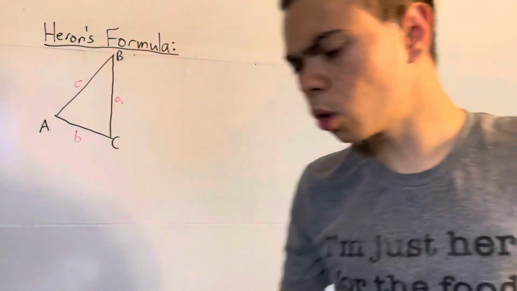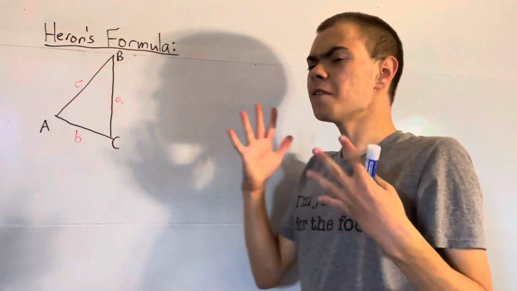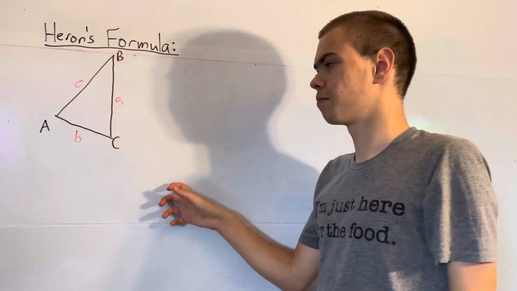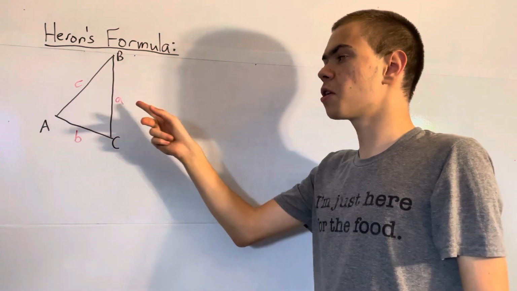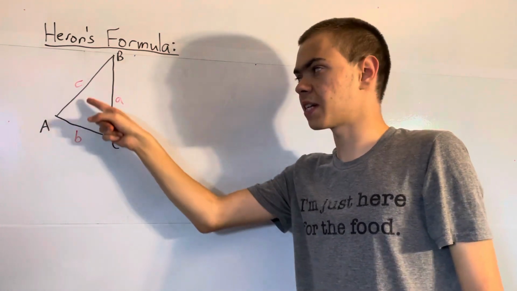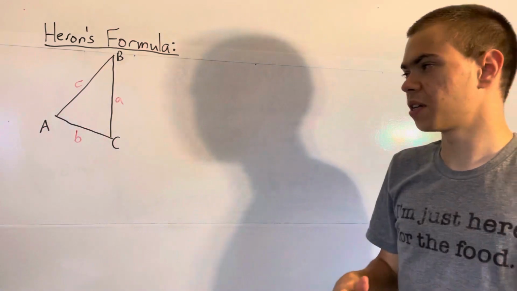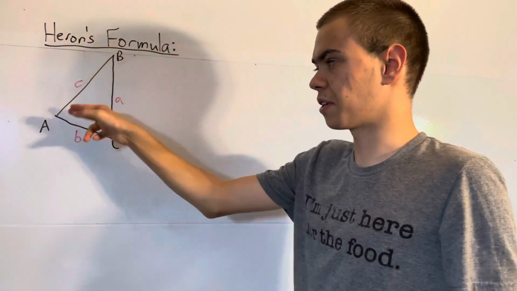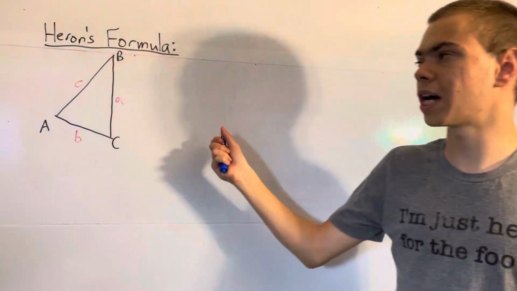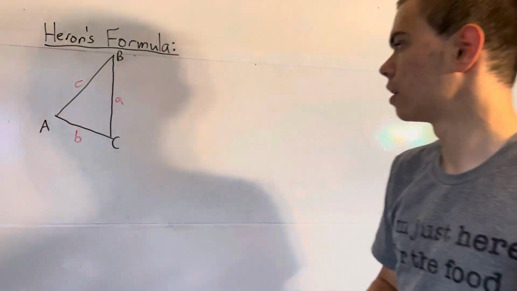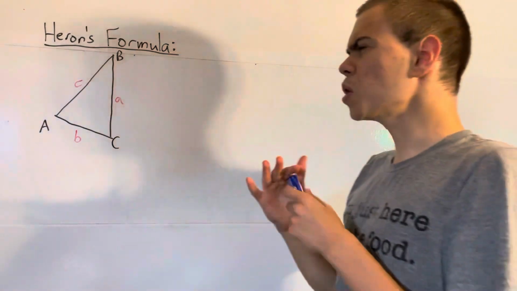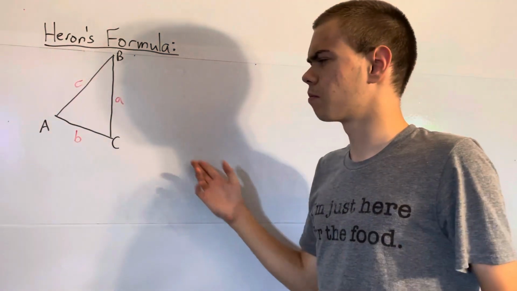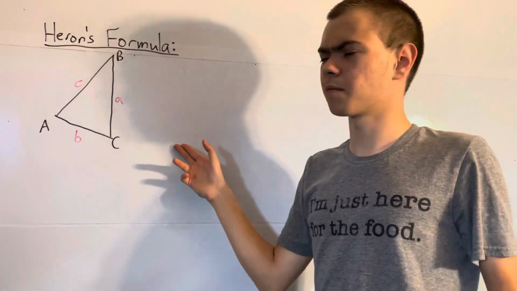So the whole idea of Heron's formula is that you can find the area of a triangle just if you know side length A, side length B, and side length C. In other words, you can find the area of a triangle if you just know the three side lengths of a triangle. That's the whole idea of Heron's formula.